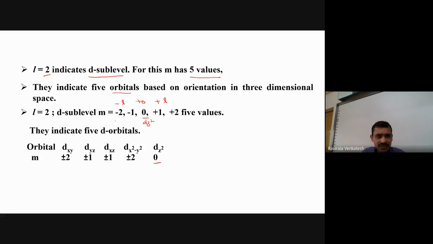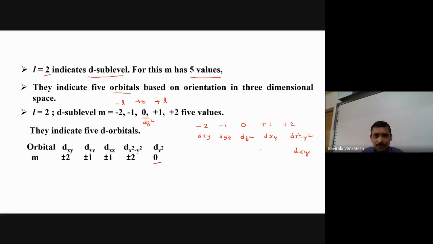Yz means, isn't it? You can take this one like this. I'm writing here -2, -1, 0, +1, +2. This always will be dz square. Okay, -2 means I can take dxy. -1 I can take dyz. Next +1 I can take dxz. +2 I can take dx square y square. I can also take like this: this +2 I can also take dxy also.